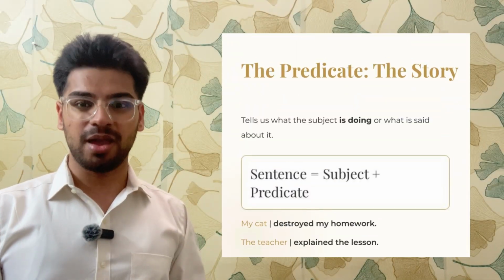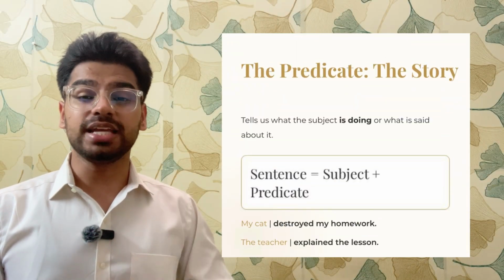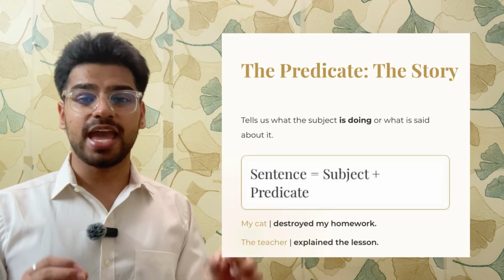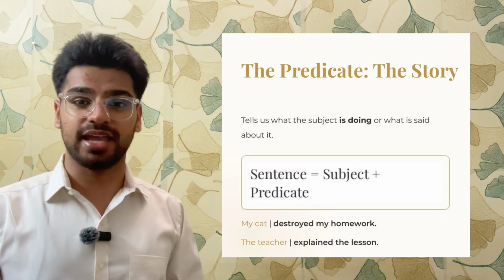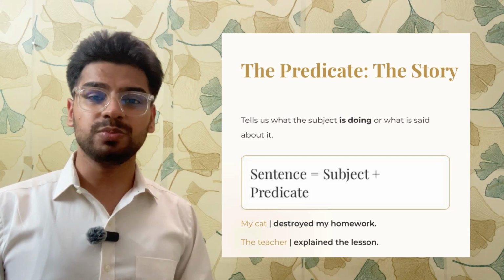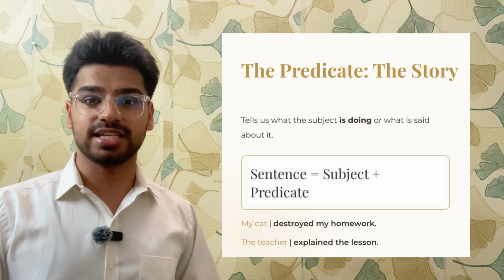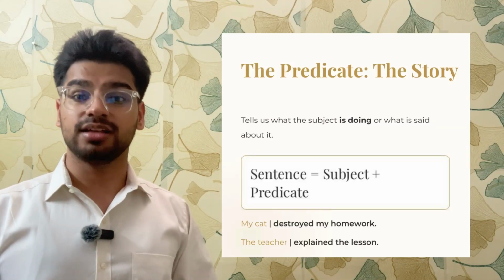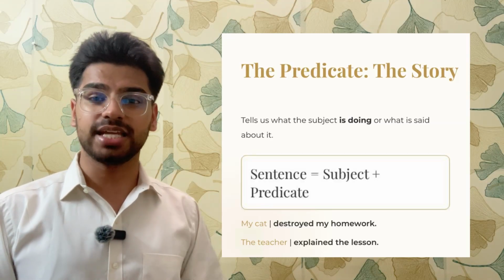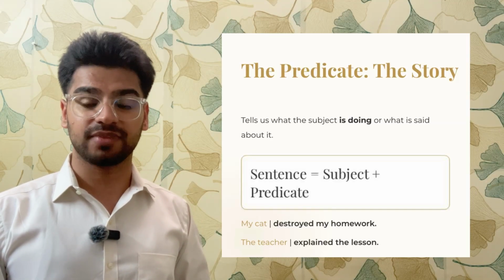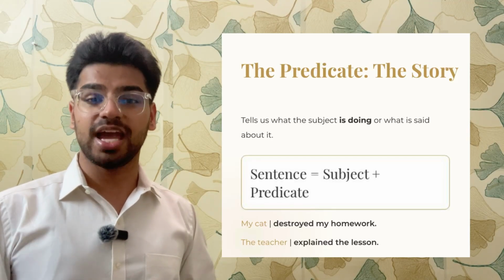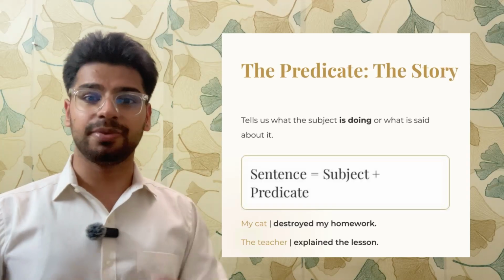Coming to part 4, predicate. The predicate tells us something about the subject. Everything except the subject is usually the predicate. For example, John plays cricket. Here, the subject is John and predicate is plays cricket. The dog barked loudly. Here, the subject is the dog and predicate is barked loudly. The baby is sleeping. Here, the subject is the baby and the predicate is sleeping.